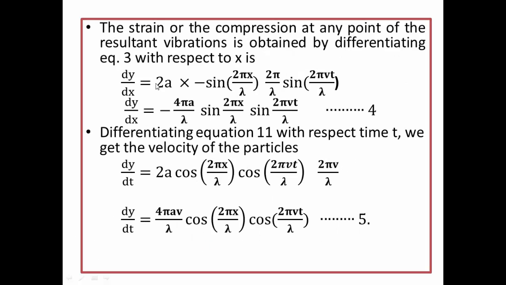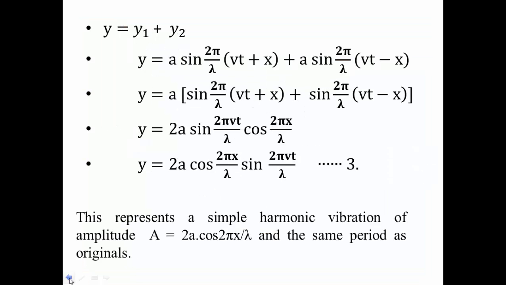So now we find this is the resultant displacement. From this resultant displacement we find the strain and velocity. So the strain or the compression at any point of the resultant vibration is obtained by differentiating the above equation 3 with respect to x. So we find dy by dx.